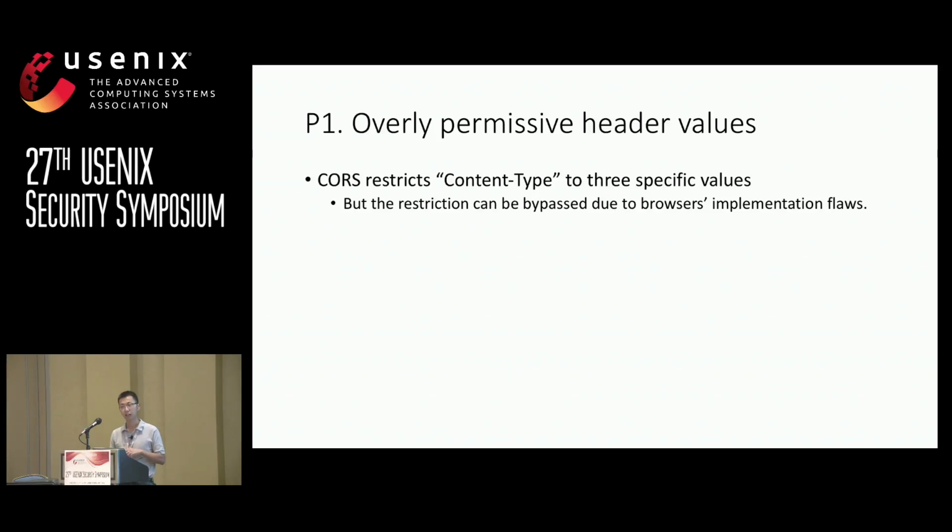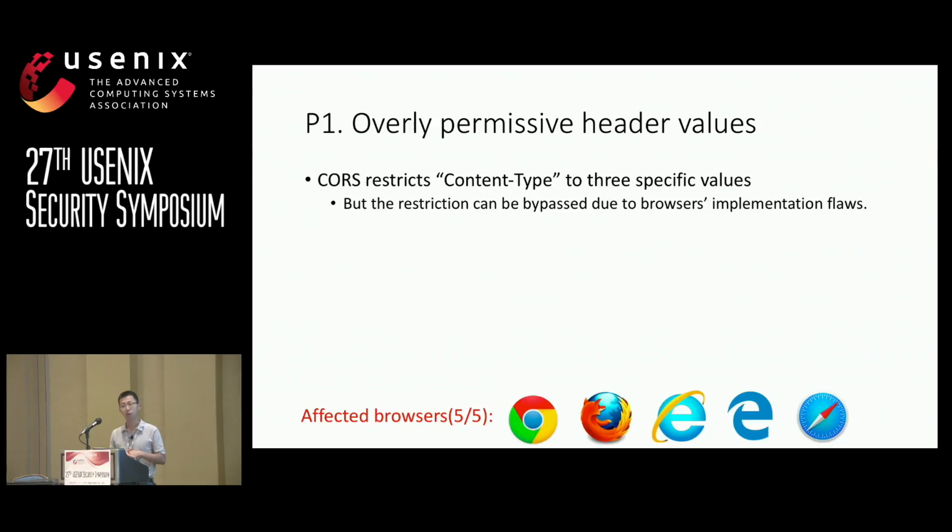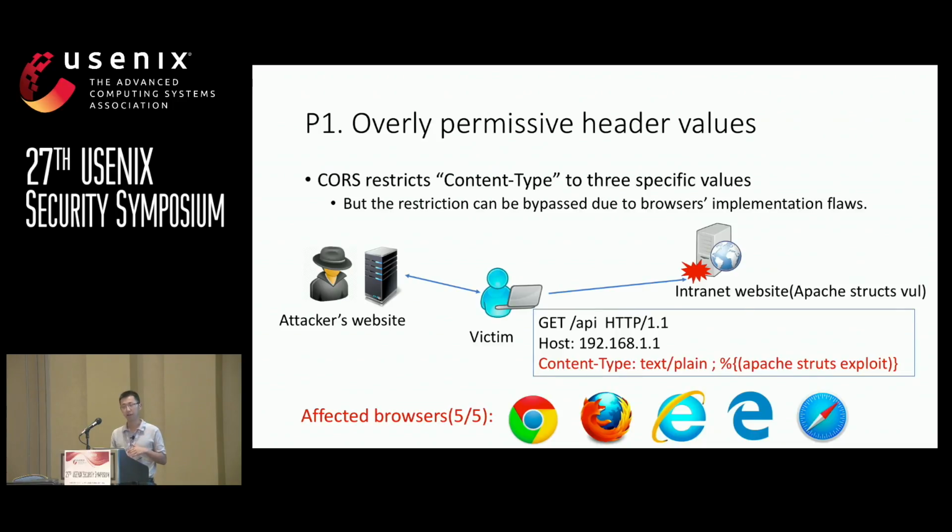And of course, CORS restricts the content type header to three specific values. But we found this restriction can be bypassed due to implementation flaws. We tested five mainstream browsers and found all of them prefix match the three values. So an attacker can still craft a content type header with malicious content by appending the attacker payload to a valid value.